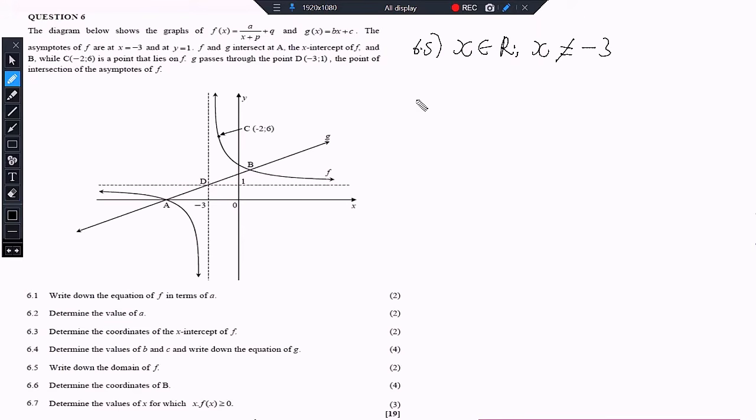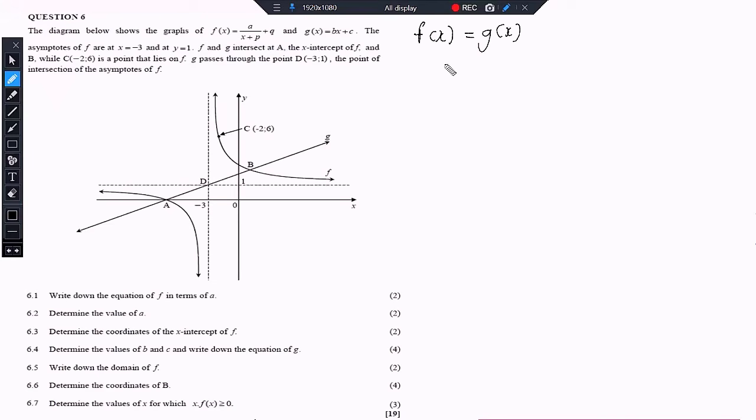Okay, then 6.6 says determine the coordinates of B, and that is for 4 marks. Now, looking at B, we did state that B here is a point of intersection between the graph of f and the graph of g. You should always note this. Whenever you are looking for the coordinates of the point of intersection, you should always put this at the back of your mind. You need to equate the equations of the two graphs, right? So in other words, to look for the coordinates of B, I need to say f of x is equal to g of x.